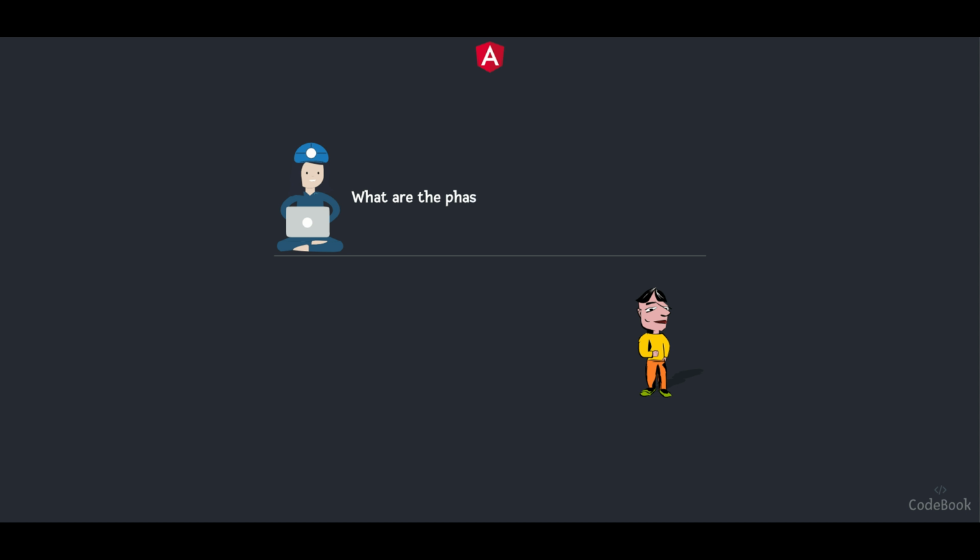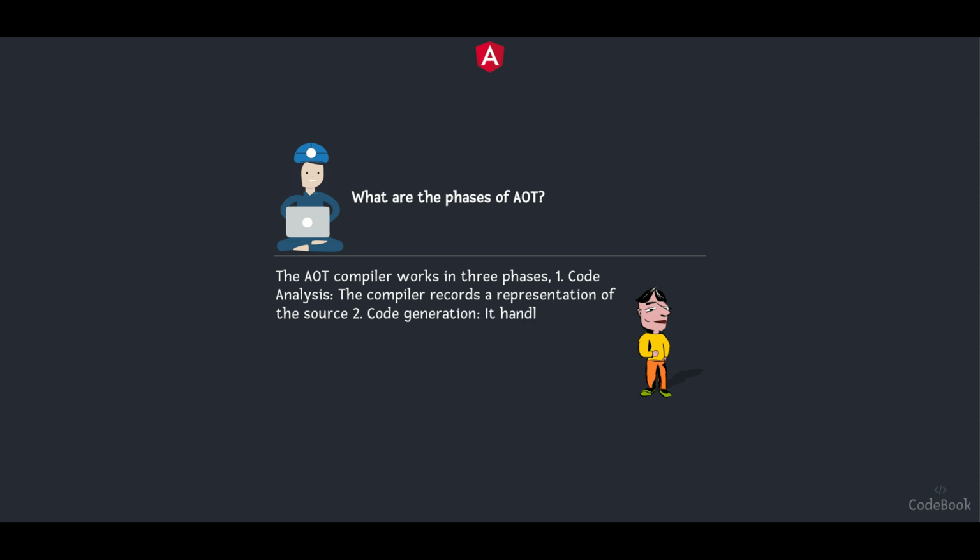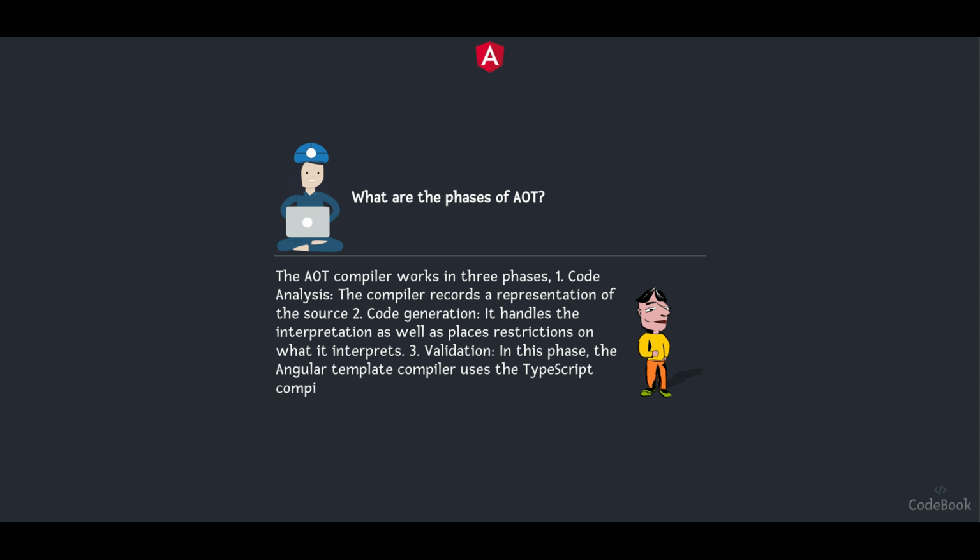What are the phases of AOT? The AOT compiler works in 3 phases. 1. Code analysis. The compiler records a representation of the source. 2. Code generation. It handles the interpretation as well as places restrictions on what it interprets. 3. Validation. In this phase, the Angular template compiler uses the TypeScript compiler to validate the binding expressions in templates.